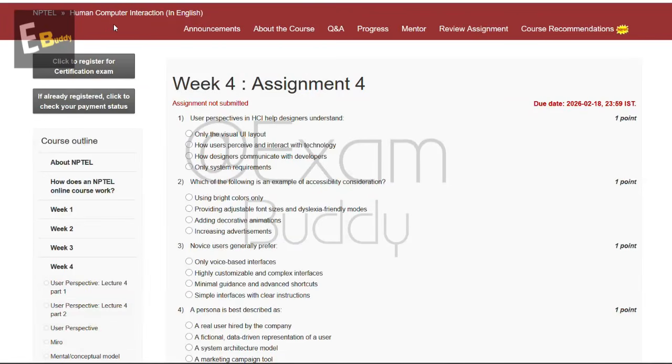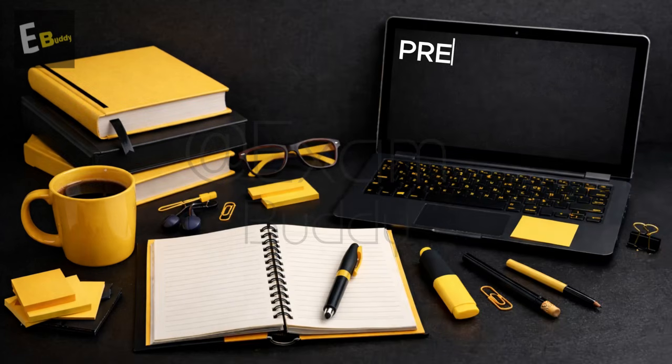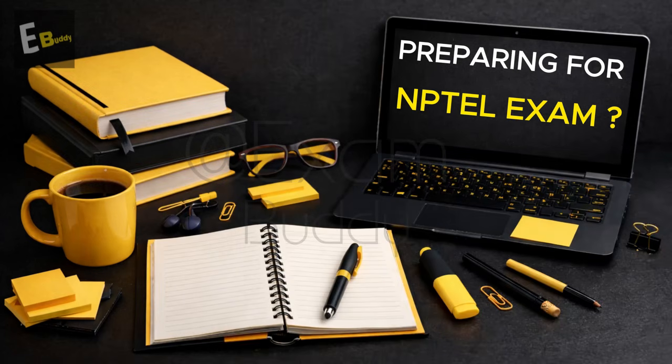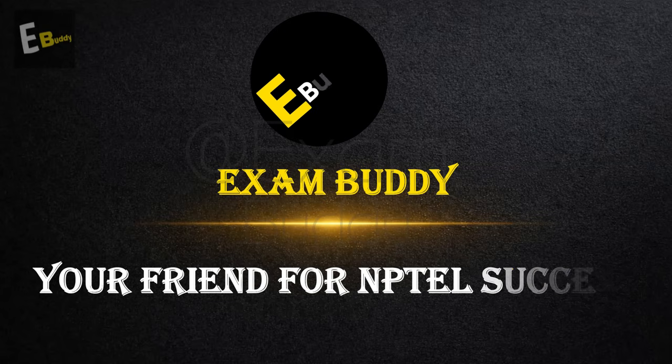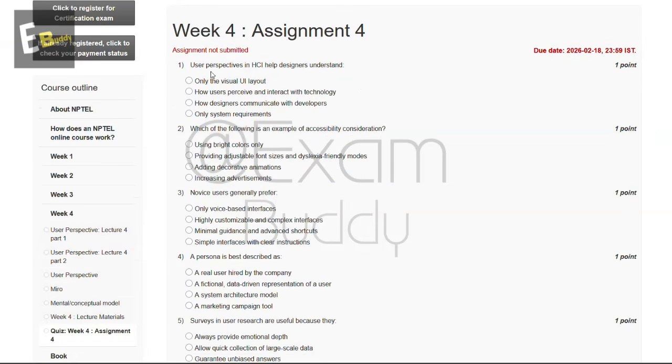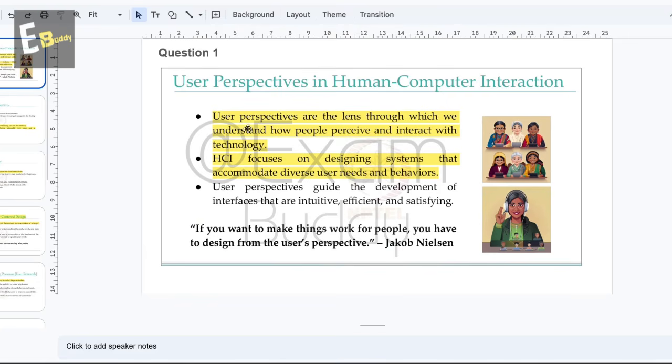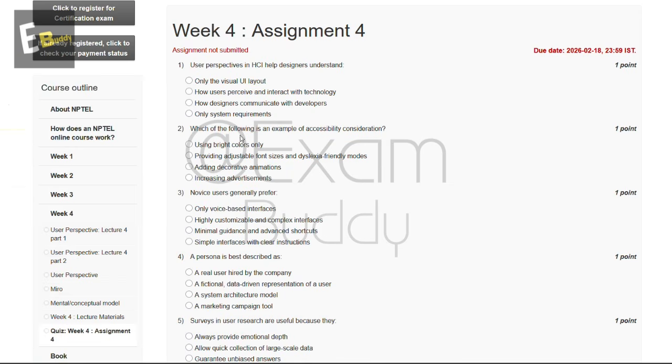Now let's do our assignment for Human Computer Interaction in English, week 4, assignment 4. So the first question is: user perspective in HCI helps designers understand. So these are the options, and now let's check the explanation. So explanation says user perspectives are the lens through which we understand how people perceive and interact with technology. HCI focuses on designing systems that accommodate diverse user needs and behaviors. So the answer of our first question is B, how users perceive and interact with technology.